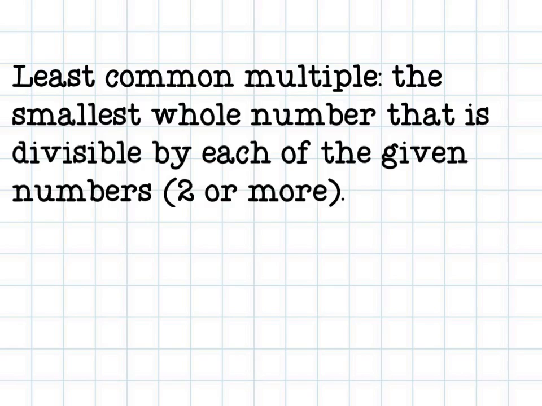So the least common multiple is the smallest whole number that is divisible by each of the given numbers. And it's usually going to be 2 or 3 numbers, but it could be more than that.